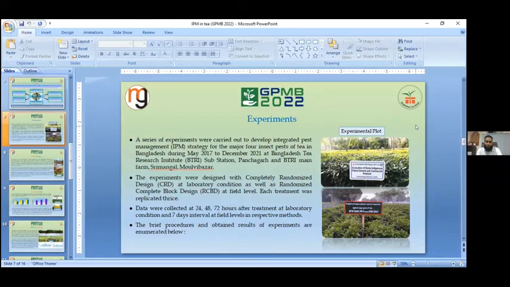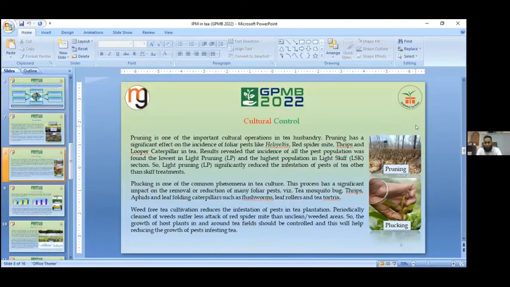Data were collected at 24, 48, and 72 hours after treatment in laboratory condition, and at 7 days interval at field levels in respective methods. I'd like to brief the procedure and obtained results of the experiments here. First one is cultural control, and under cultural control, one of the options we like to implement is pruning.